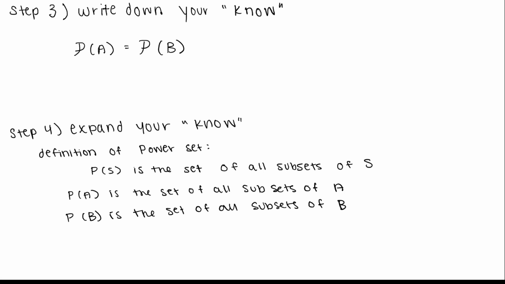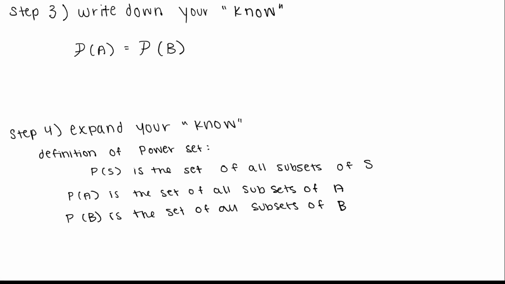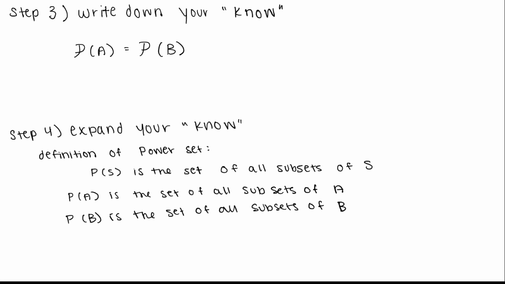For step 3 of our proofwriting wiki, which is writing down our know, we have the power set of A equals the power set of B. Moving on to step 4, which is expanding our know, I looked at the definition of a power set.